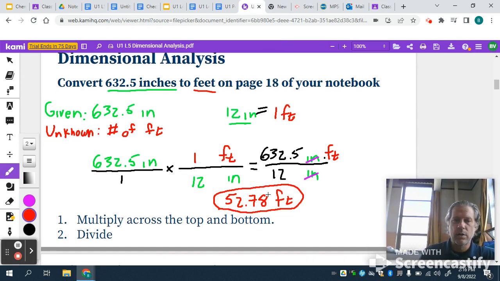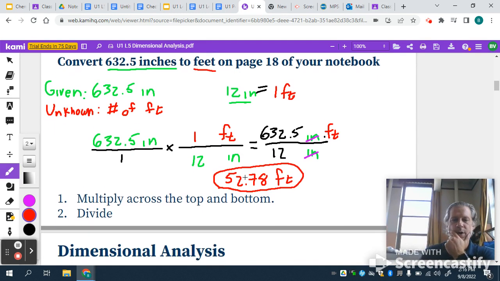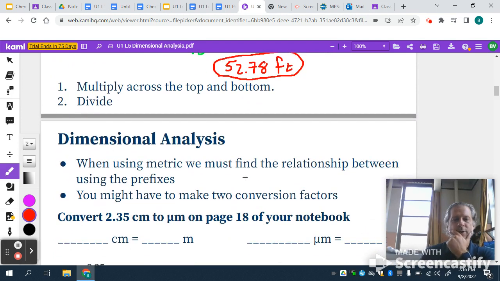So now, if you didn't quite get that, I suggest you pause the video and copy that down on page 18 of your notebook. And now we're going to go to another scenario.